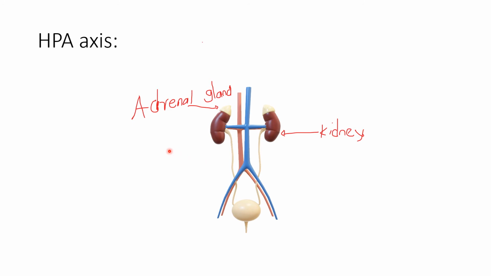The brain will have the control and is going to regulate this. The hypothalamus will send impulse to the pituitary, which will send impulse to the adrenal gland. Now see where the adrenal gland is. On top of the kidney. So cortisol is produced here.